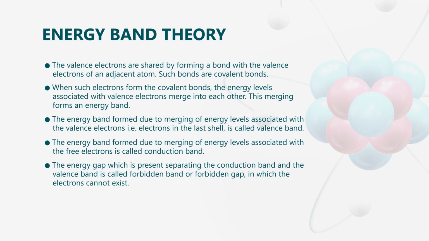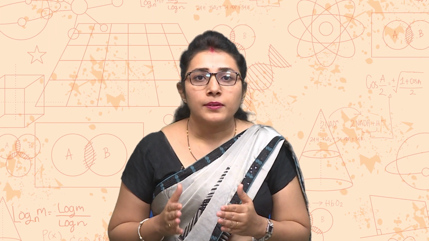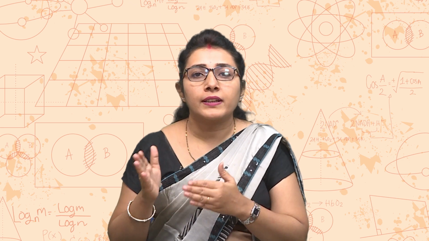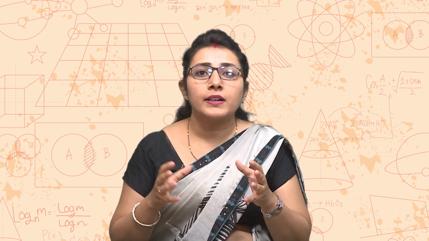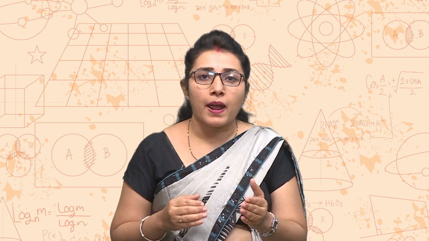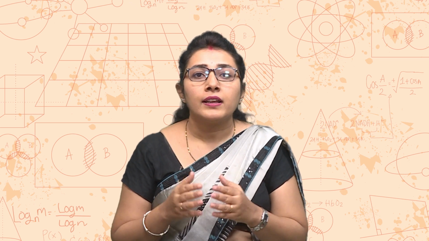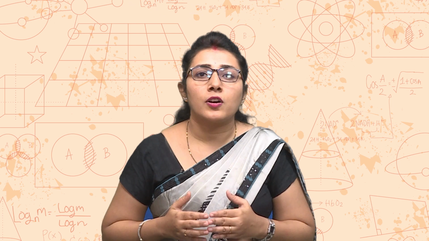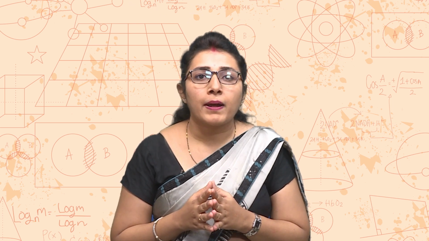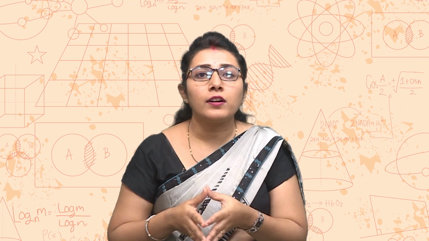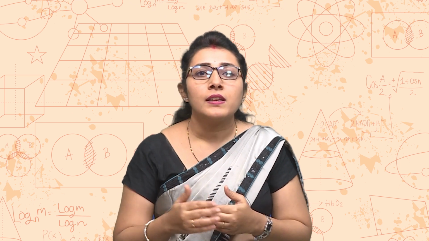The energy gap which is present separating the conduction band and the valence band is called the forbidden band or forbidden band gap, in which the electron cannot exist. We can say that the forbidden band or forbidden gap is the energy gap that exists between the conduction band and the valence band and cannot support the existence of an electron. Whether I say forbidden band or forbidden gap, it means the same.